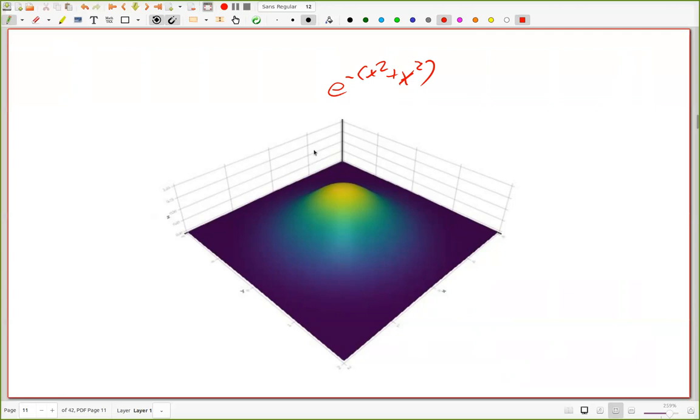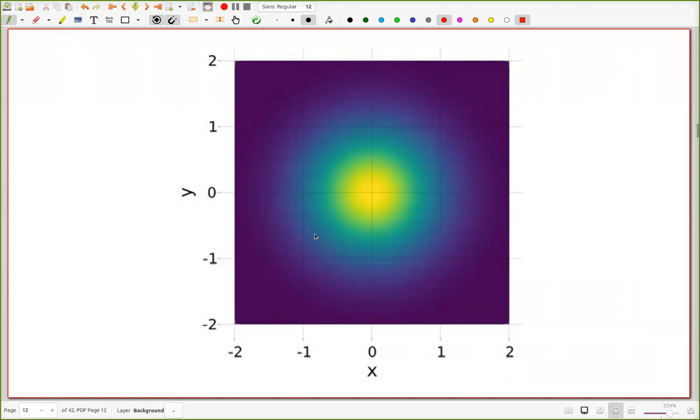So what I'm going to do instead is show you the top-down view of this graph, and the color coding, brighter colors indicate higher numbers. But it's basically just the same thing we saw before, but with a top-down view.